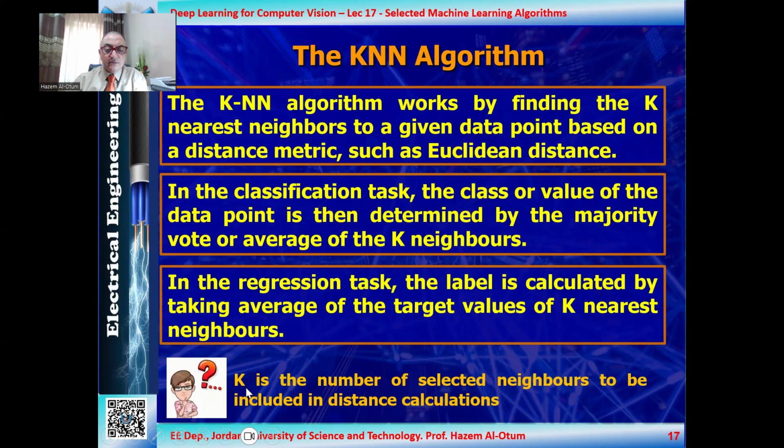Now, what is k? K is the number of selected neighbors to be included in distance calculations. So when you select k equals 2, this means you are going to include just 2 neighbors. If you take k equals 10, you are including 10 neighbors, and so forth.